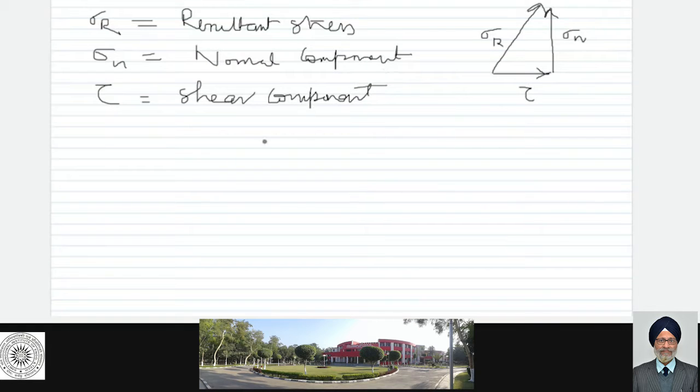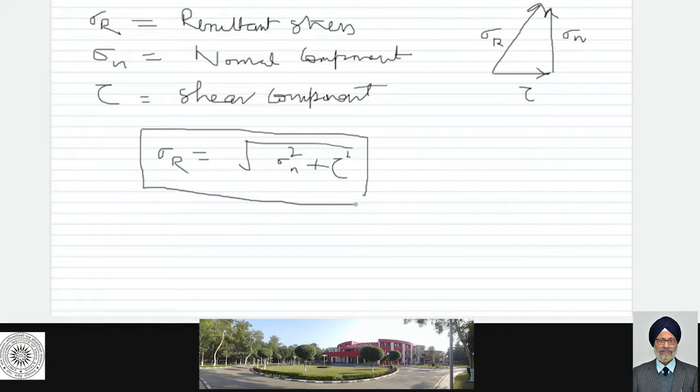Now, what will be the resultant from this vectorially if we add them? It will be the square root of sigma n square plus tau square. So this is a very important formula, that is at any point in a body the stress is a combination of normal component and the tangential component.